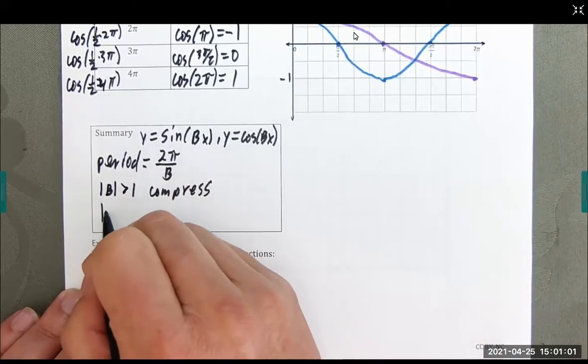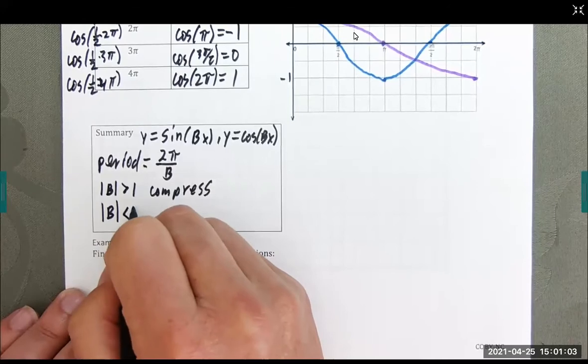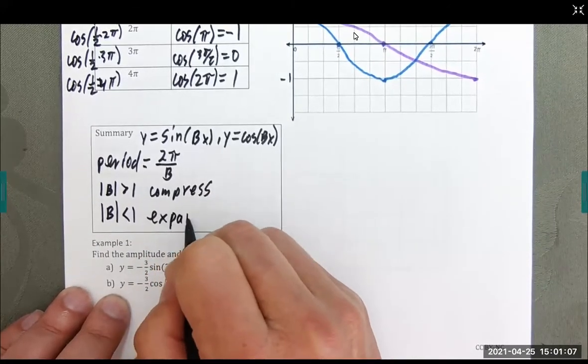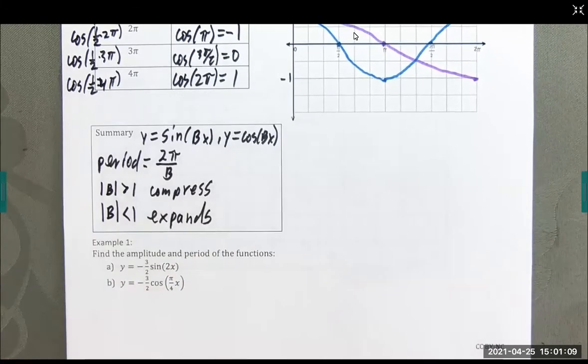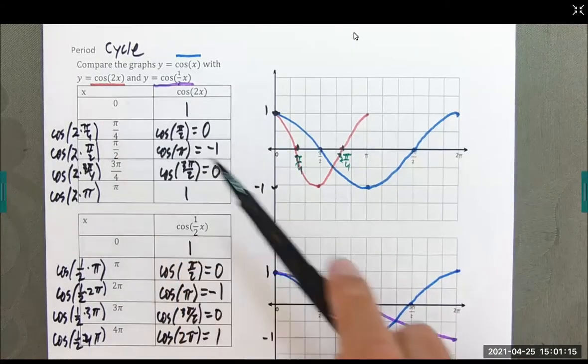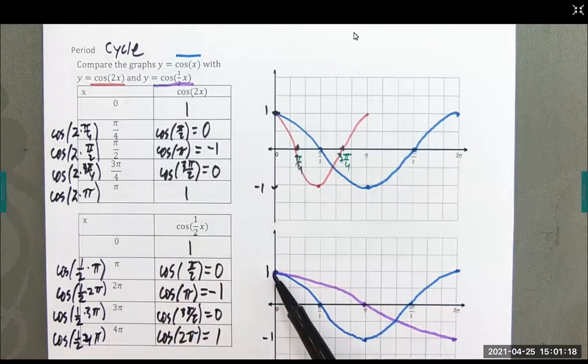If the absolute value of b is less than 1, then it expands it. Just like we did with the purple. When b was bigger than 1, it compressed it. When it was less than 1, it expanded.